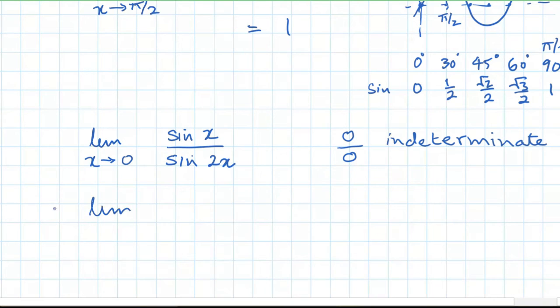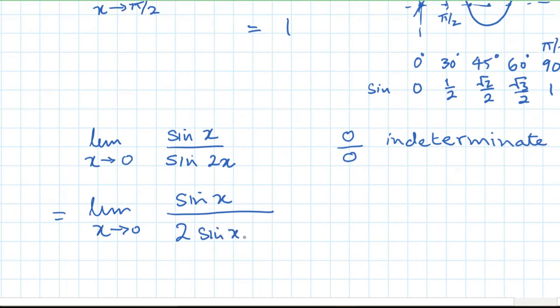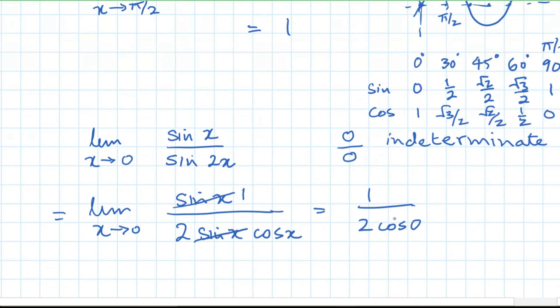So we can say sine x over sine of 2x is equal to sine x over 2 sine x cosine x. That's the trig identity: sine 2 theta is 2 sine theta cosine theta. And now what happens? Now this can cancel out. And now if I plug in 0, this is 1 over 2 cosine 0. And what's cosine 0? Cosine 0 is 1. So this is 1 over 2. Now we got a limit, right?